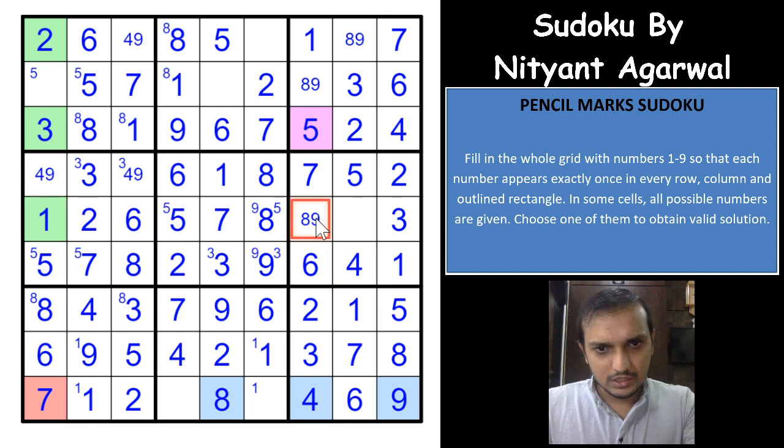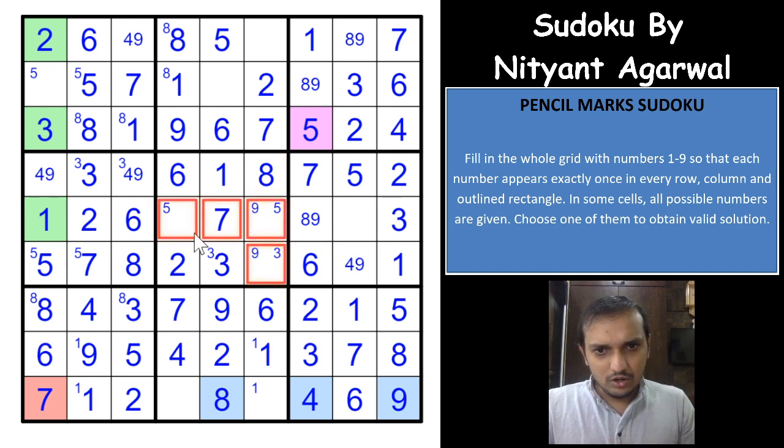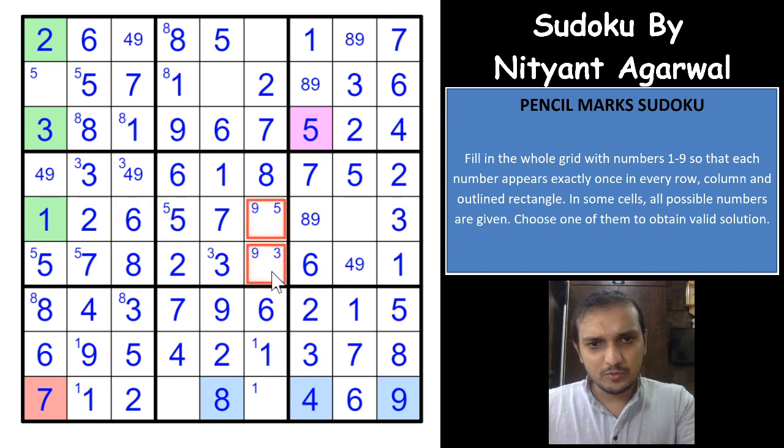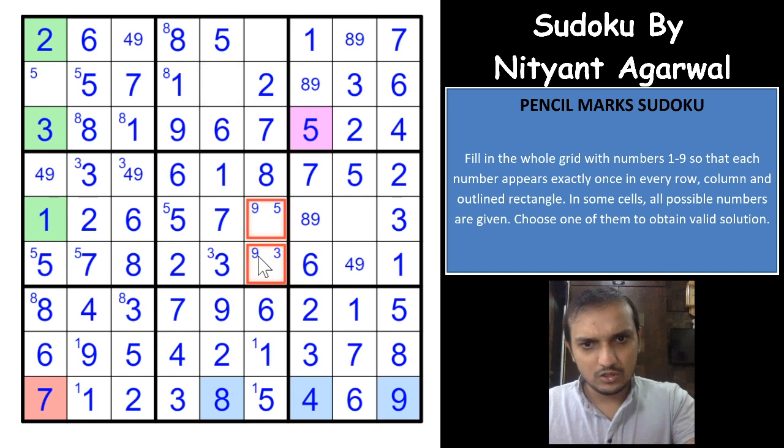No, I made a mistake here somewhere. 8 is already here, right? So you have 4, 5 and 9. Sorry, thank God. So this would have to be 5, this would have to be 4 and 9, right? So that gives you a 5 here, a 3 here, and you have a 4 and 9 here.